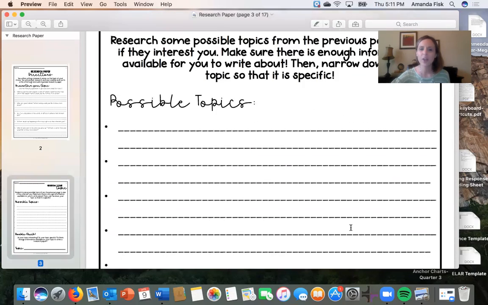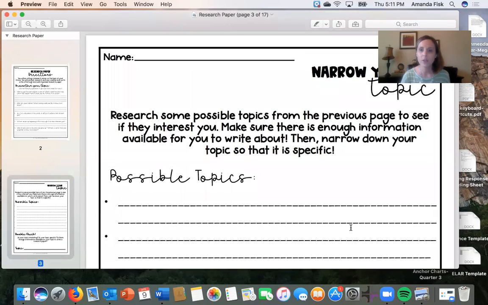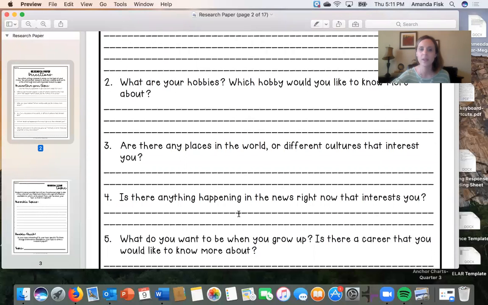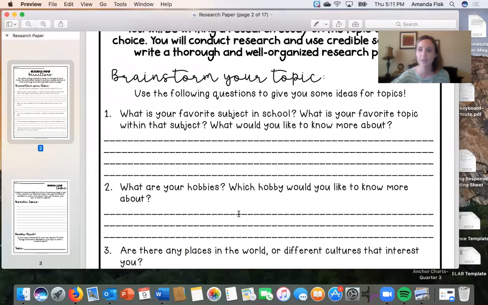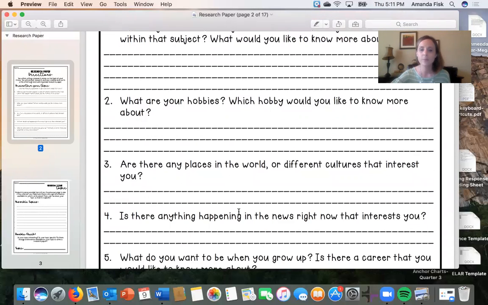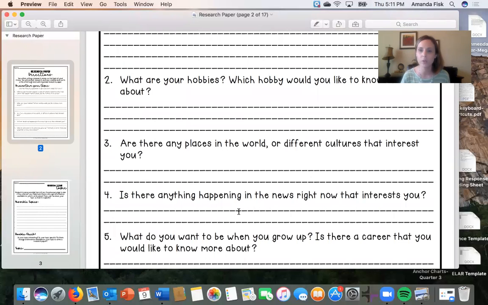So from there, you don't have this sheet, but you just need to think about which one of those things do I want to write about the most. So for me, I talked about Portugal. I talked about what's going on in the news. I talked about occupational therapy and my hobbies and favorite subjects. So now I'll just have to pick one. I'm going to probably pick Portugal.